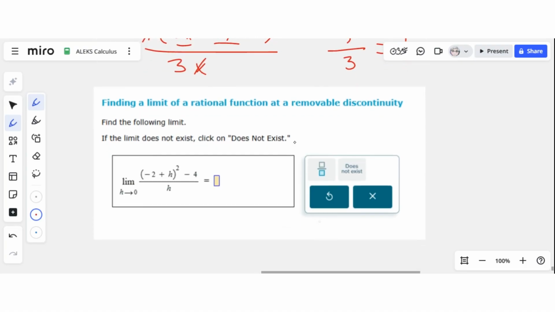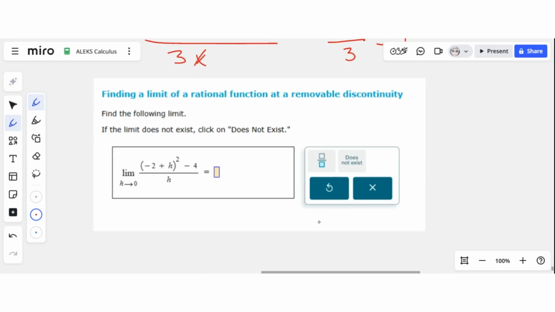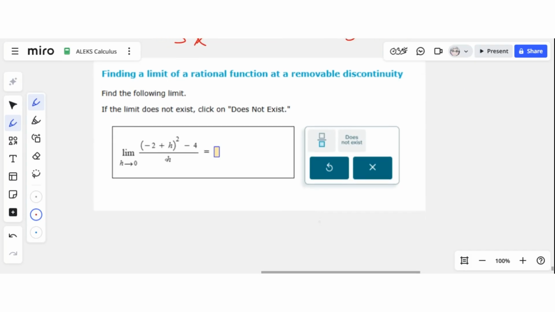Let's take a look at this one. I've got this expression, negative 2 plus h quantity squared minus 4 all over h, and we want to find the limit where h approaches 0. We can't just evaluate this at 0 because that would turn the denominator into 0. That won't work. And it also doesn't look like I can factor things out here. I think what I'm going to try is to just multiply out this binomial here, the negative 2 plus h quantity squared. So let's do that.